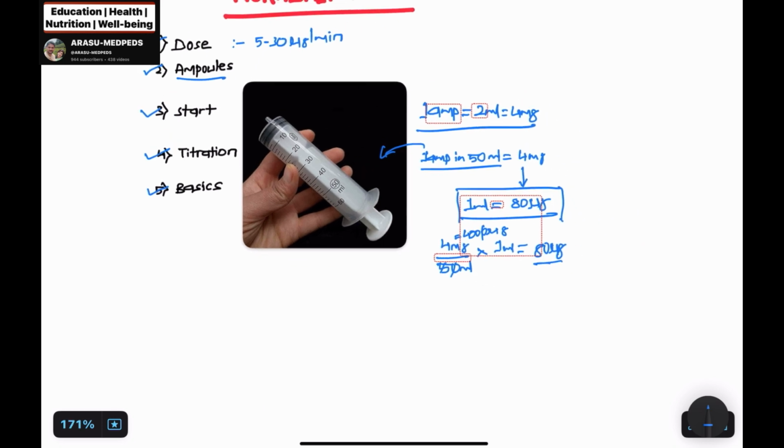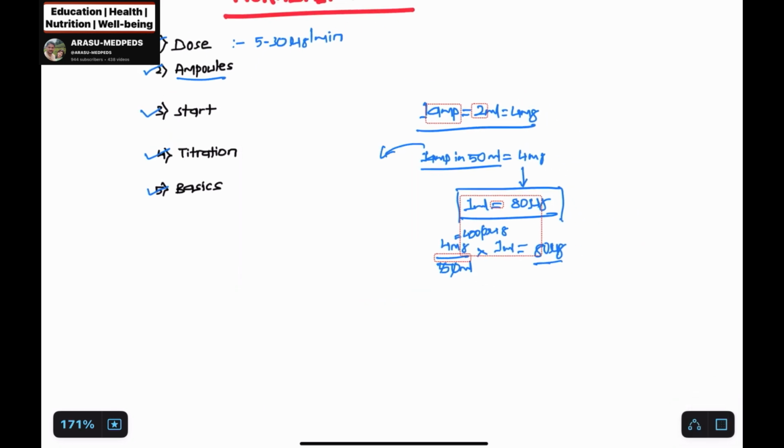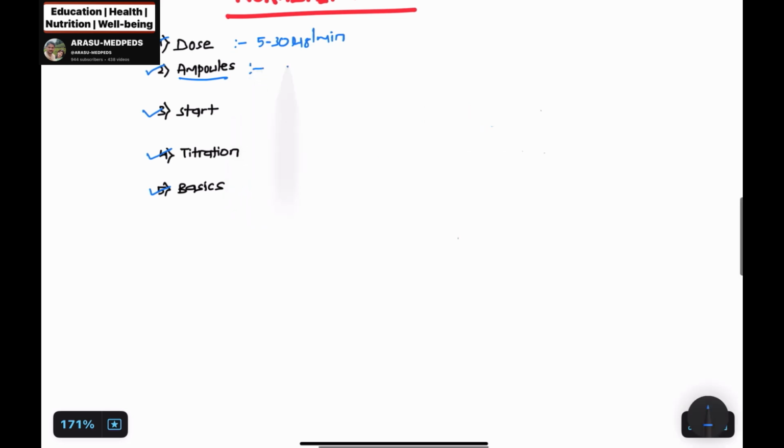So now what we will do? We will just start the infusion. I will just erase this so that it will be clear. We got that 1 ampule is equal to 2 ml, 2 ml is equal to 4 mg of noradrenaline. And we are mixing this 1 ampule in a 50 ml syringe, like 50 ml NS. That is giving us 80 microgram per ml of mixture.